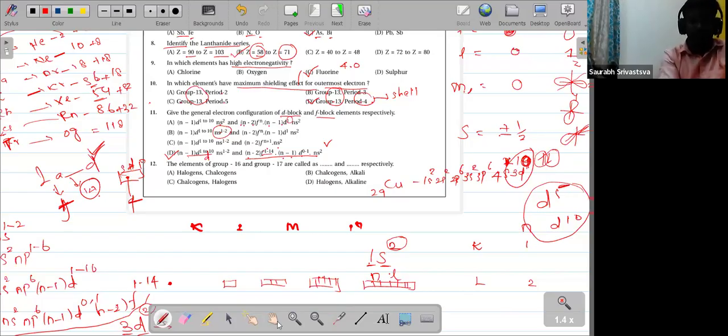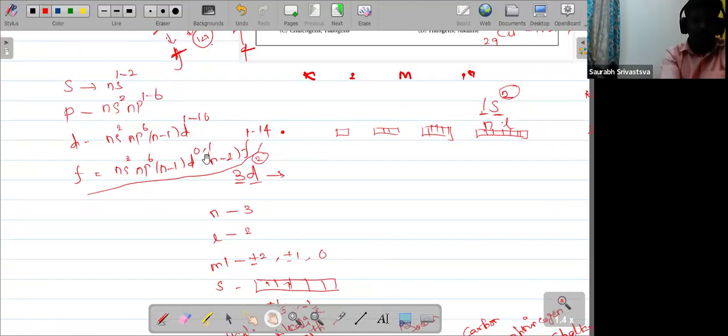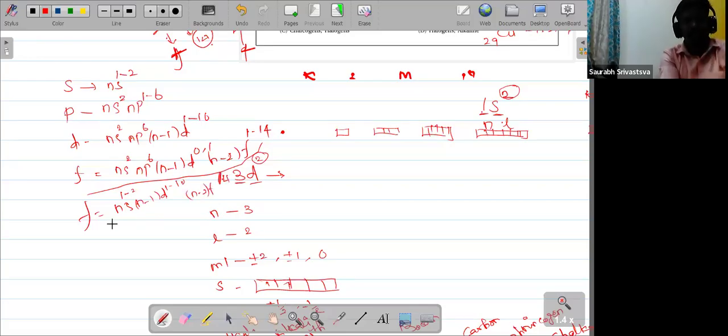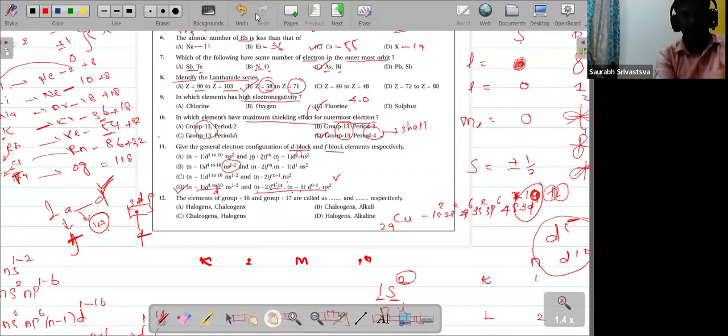So we can write it in two ways. One is this one, f general electronic configuration 0, 1. Sometimes they will give it as ns 1 or 2, (n-1)d1 to 10, and (n-2)f1 to 14. So this is the general electronic configuration of the f-block element. Okay, clear? Understand? If you have any doubt, I'll discuss this again.